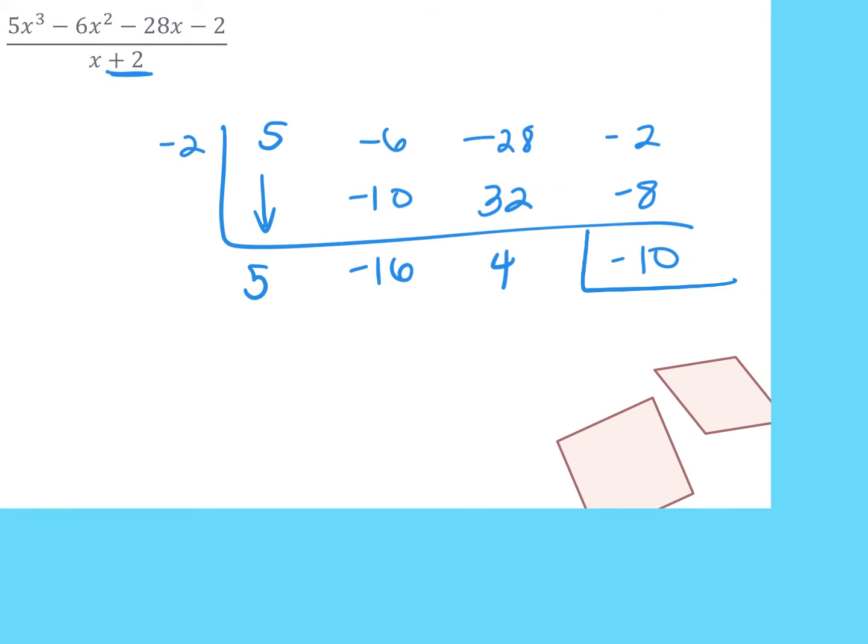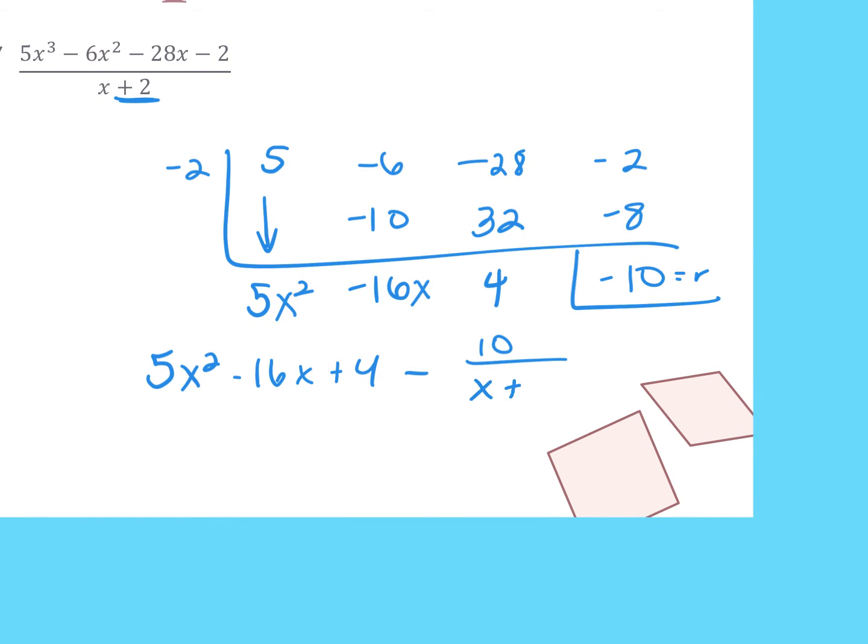So here's my remainder. The 4 is constant. The 16 gets x to the first. The 5 gets x squared. So it would be 5x squared minus 16x plus 4 minus 10, because the sign is going to get brought back out front, over x plus 2.